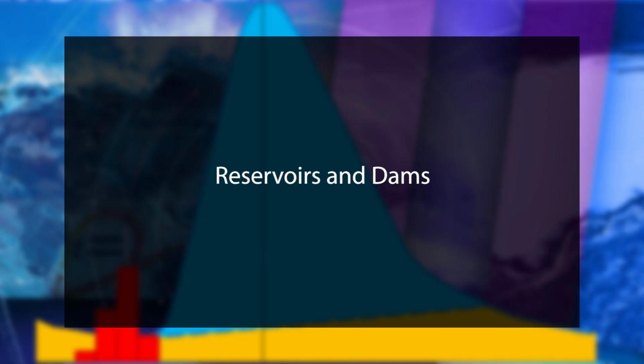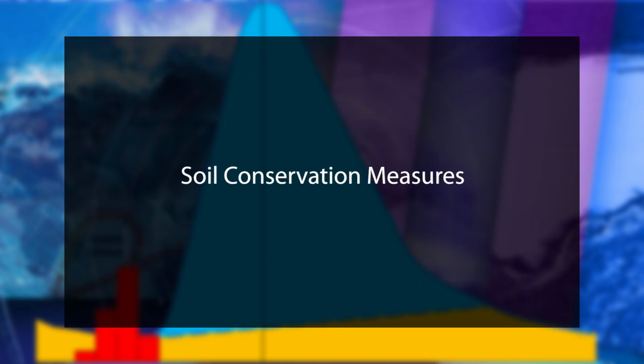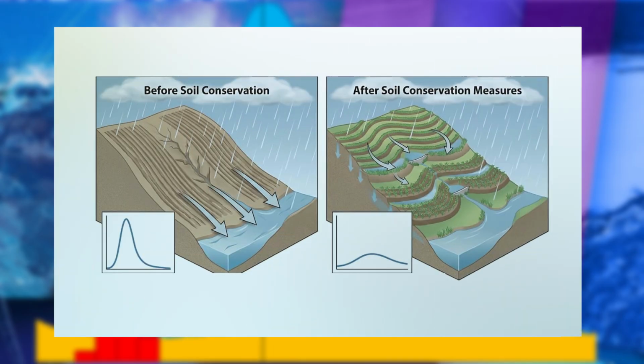So far as the impacts of reservoirs and dams are concerned, reservoirs store flood waters and smooth out hydrograph fluctuations, reducing downstream peaks and elongating recession periods, particularly during controlled releases. If we see the impacts of soil conservation measures, contour farming, terracing and construction of retention basins slow runoff, yielding flatter hydrographs with reduced peak flow magnitudes.